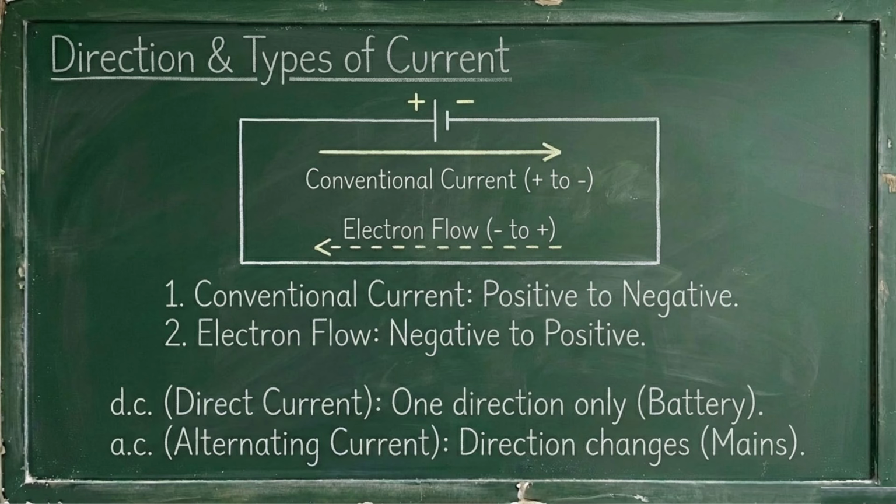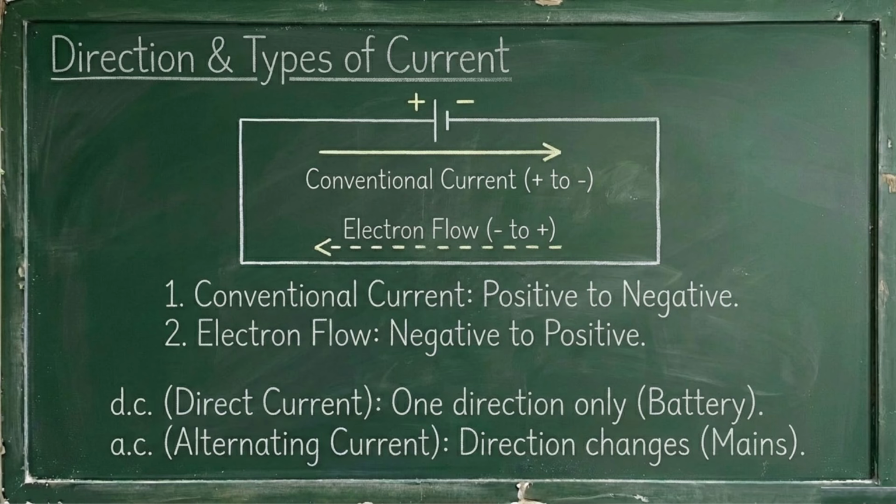Okay, before we leave current, the slide briefly mentions AC versus DC. Right. Direct current, or DC, is what batteries produce. The river flows one way, always. Alternating current, AC, is what comes out of your wall socket. The electrons just vibrate back and forth, changing direction 50 or 60 times a second. But for the O-level physics we're looking at today, we're mostly living in a direct current world. Simple loops, one direction.